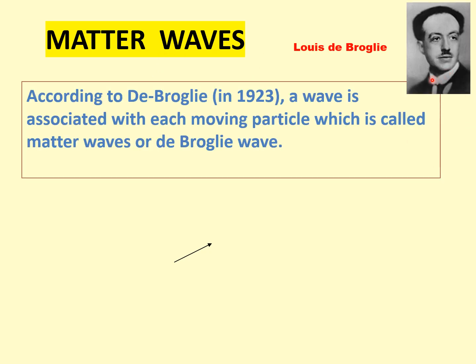So there was a scientist, Louis de Broglie, a French scientist, and in French it is pronounced as de Broglie, but we will pronounce it here de Broglie. So according to de Broglie, a wave is associated with each moving particle, which is called the matter wave or de Broglie wave.